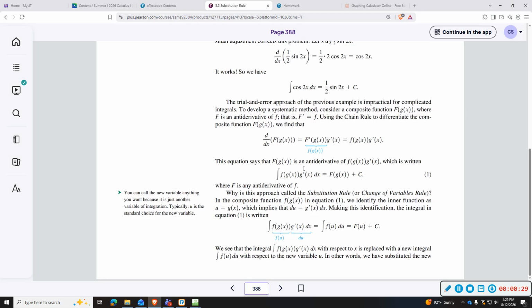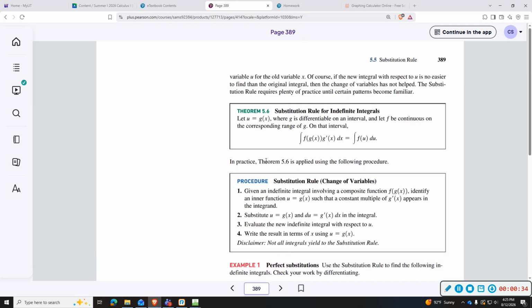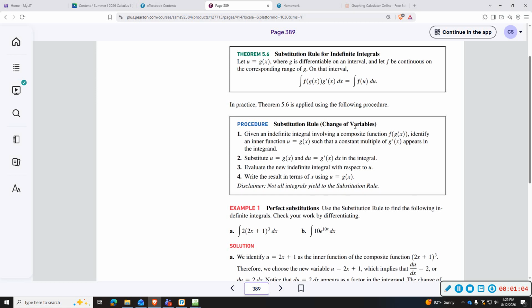These are the backbones and the setup of the structure that we're going to be looking at when we're integrating using substitution. So theorem 5.6 is the substitution rule for integrals. And basically it says we're going to let u, which is a different variable we're going to introduce, equal the function g of x. And g of x is differentiable and continuous. When we integrate f of g of x times g prime dx, that's going to give us f of u du. And so this explains the substitution rule.